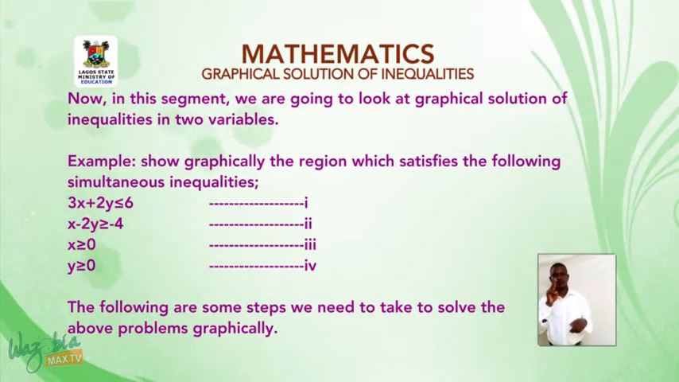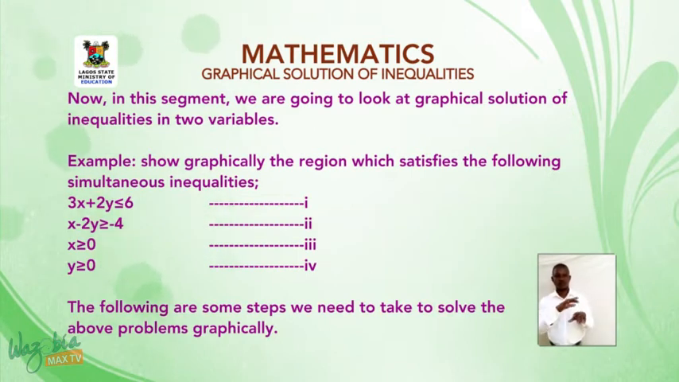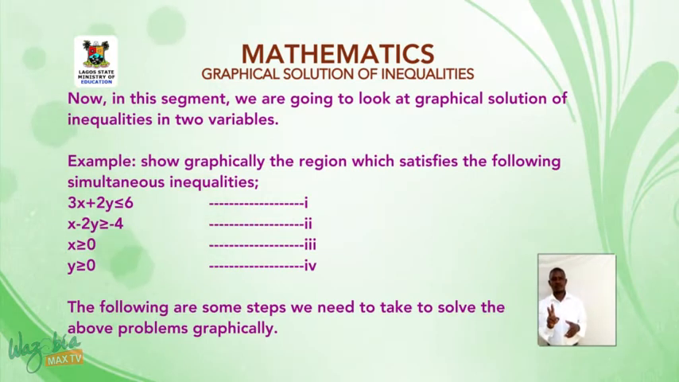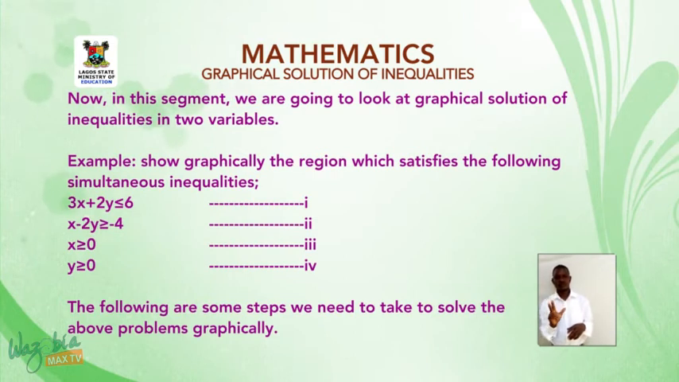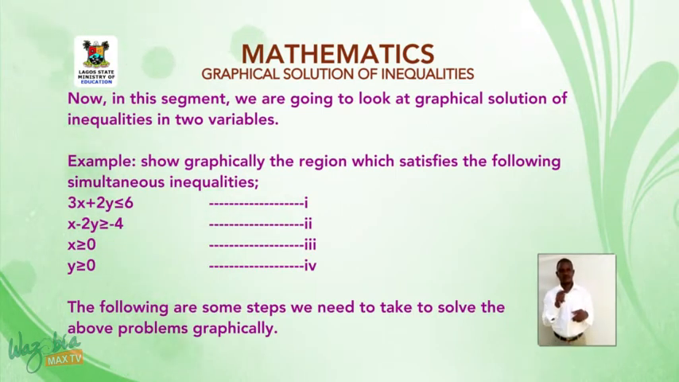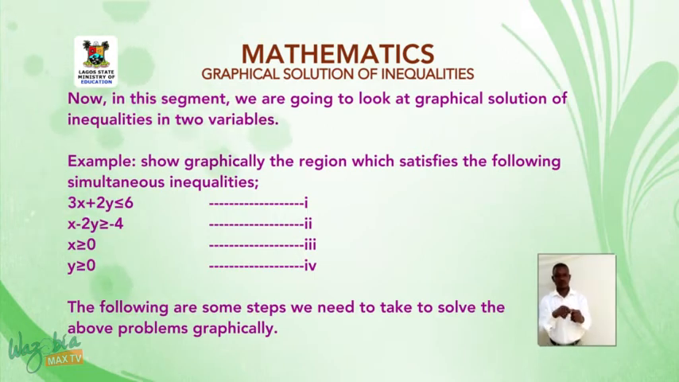3x plus 2y less than or equal to 6. Let's call that Roman figure 1. X minus 2y greater than or equal to minus 4. Roman figure 2. X greater than or equal to 0. Roman figure 3. Y greater than or equal to 0. Roman figure 4. The following are some steps we need to take to solve the above problems graphically.